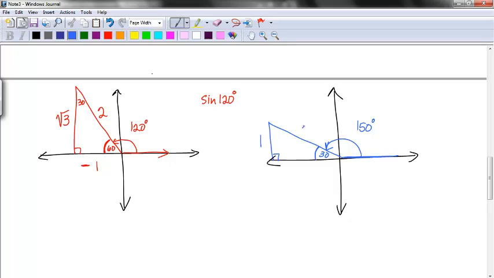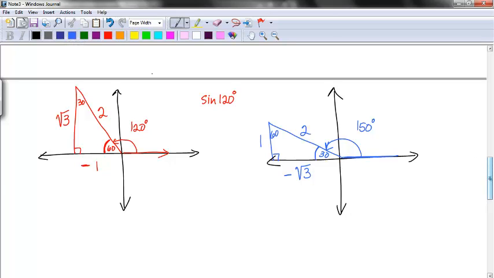The hypotenuse is twice the shorter leg. Okay, I've said that several times. And the longer leg is radical 3 times the shorter leg. But in this case, we're going to the left, so it's negative. Okay, so that's your picture for 150 degrees.